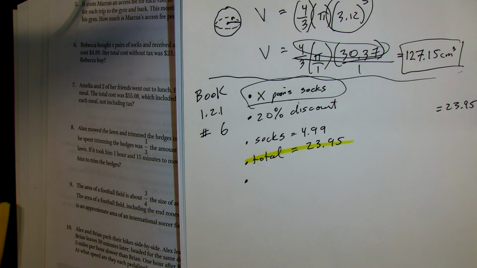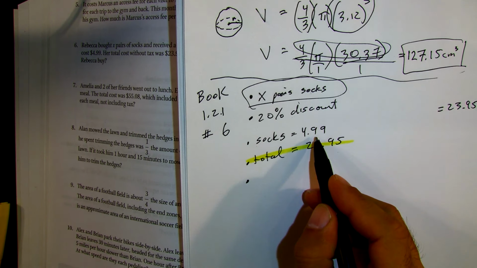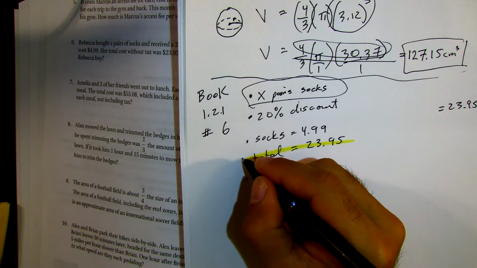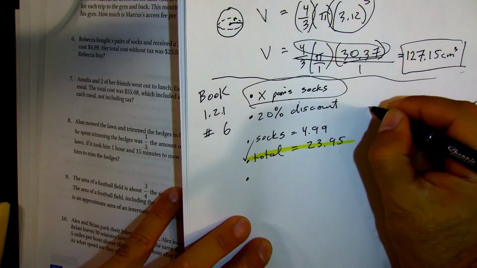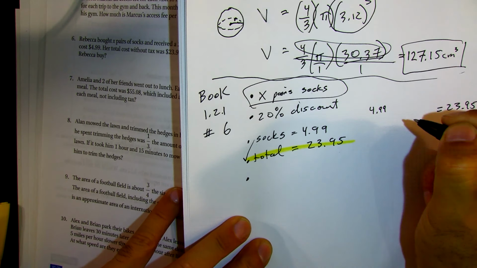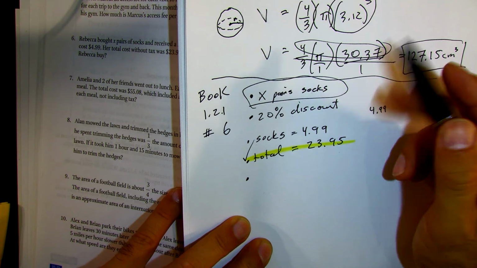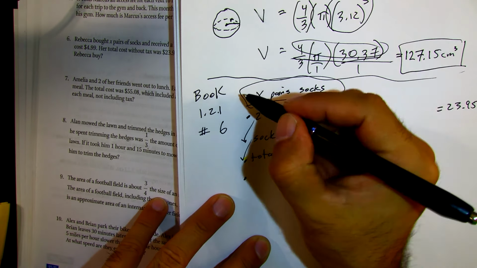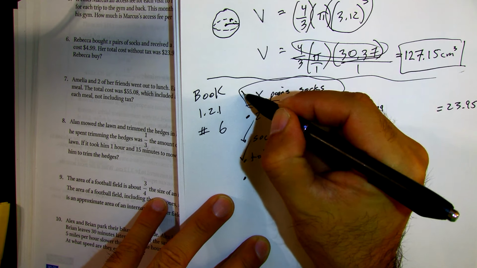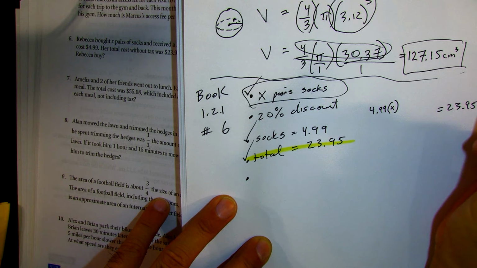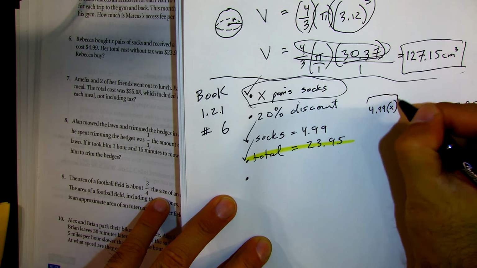$4.99. So we did this. We're going to go ahead and put $4.99. But remember, we're trying to find how many socks we're buying. So I put the $4.99. I had to compare it or multiply it with the number of socks we're buying. All right. So this was, you could think of the subtotal. Then we're going to have some kind of discount, and that's going to give us our total.